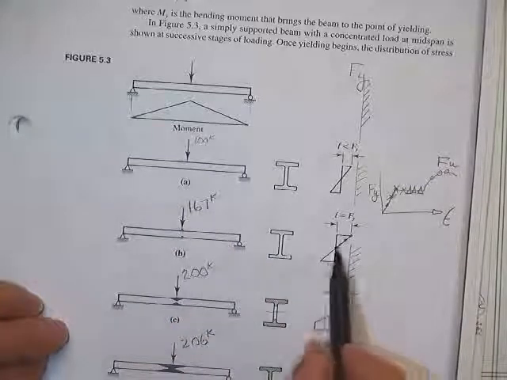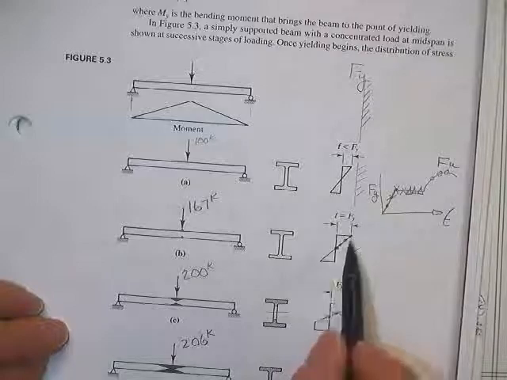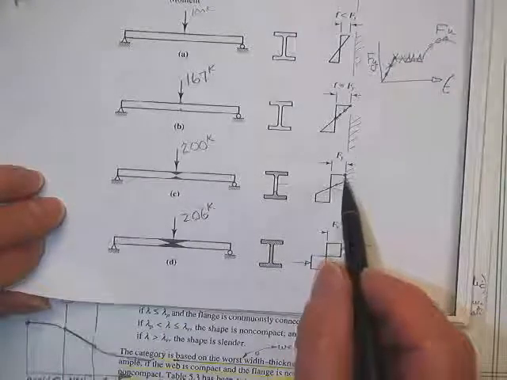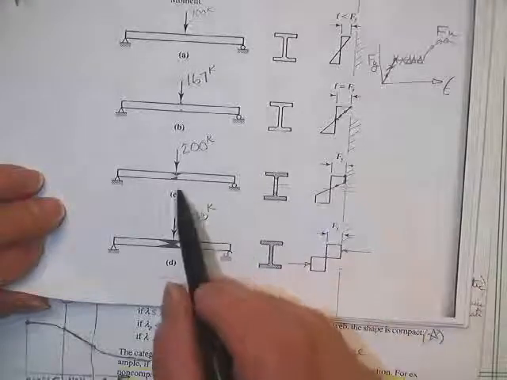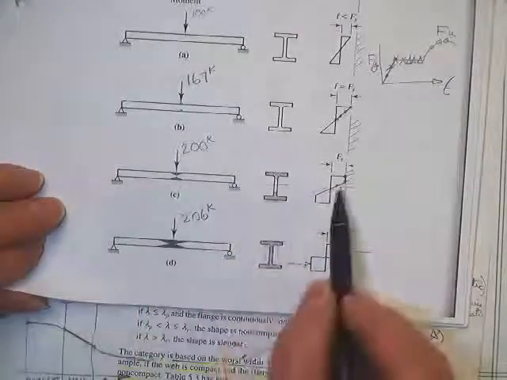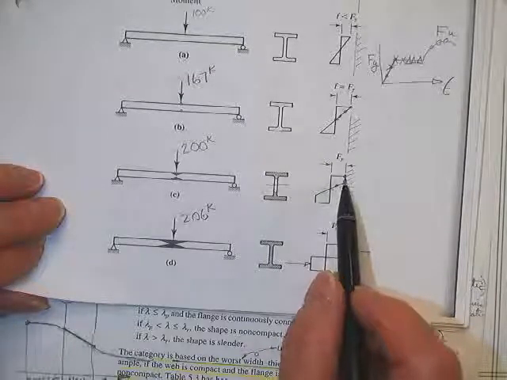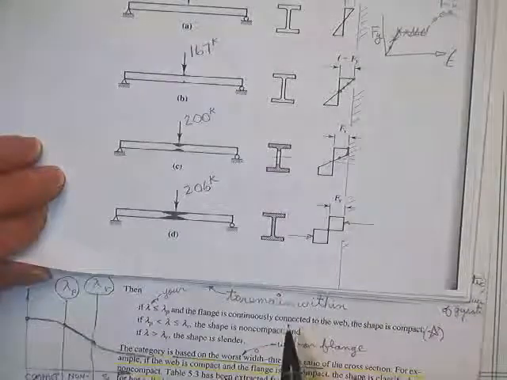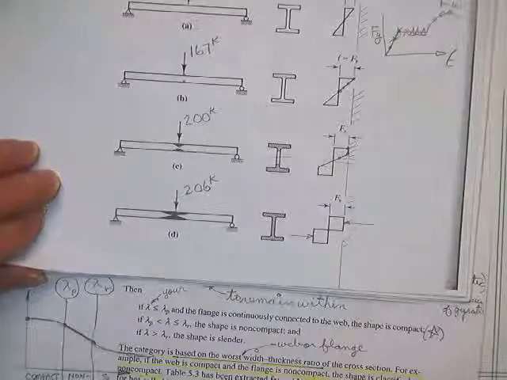Run it up to 167 kips, and you get the yield stress on one fiber only. That's called first yield. Put some more load on there. The stresses start evening out at F sub Y, because as you put more load, you cause more moment. These fibers said, I'm not taking any more moment or stress, so they had to dump it off to the fibers below them. This is where we're going to work. We're going to have every little fiber working for us to the full extent possible.